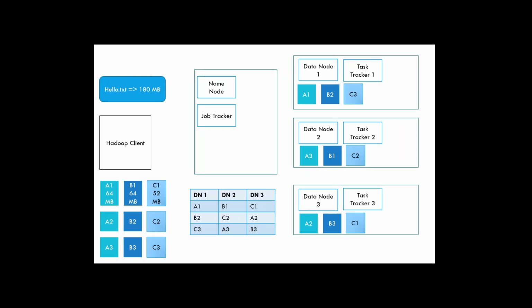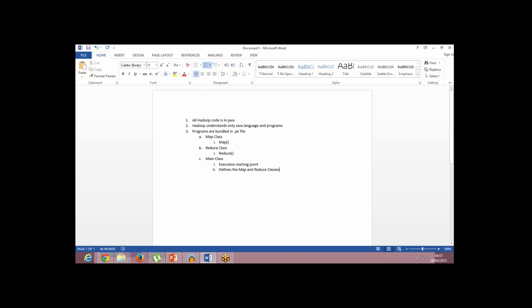Now this completes your file storage, and now it is time to work on your program. So the next step in the Hadoop job process is that you get a program. Now talking about this program, all the Hadoop code is in Java. Hadoop understands only the Java language and Java programs. So all the programs are bundled in a jar file.